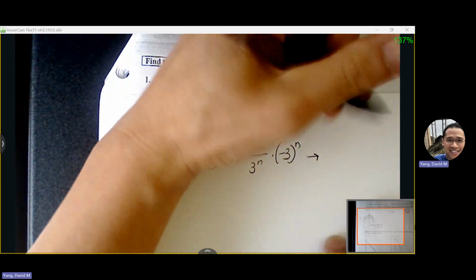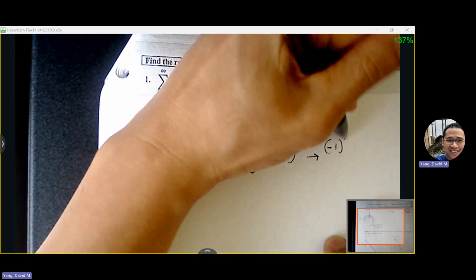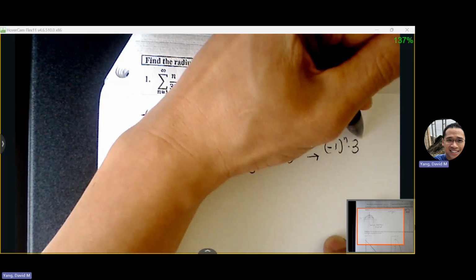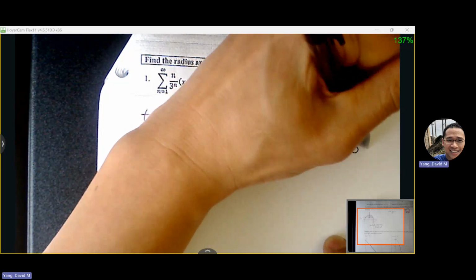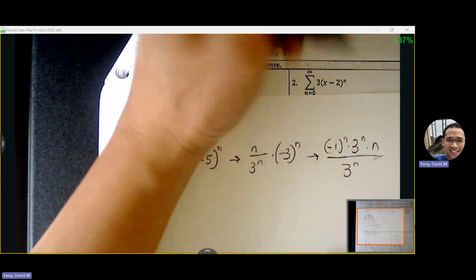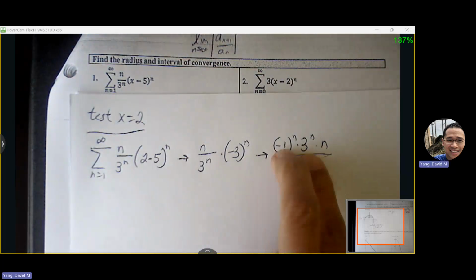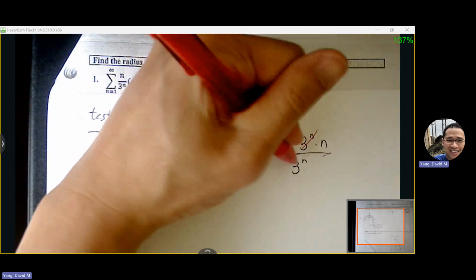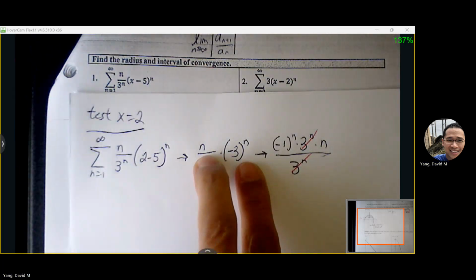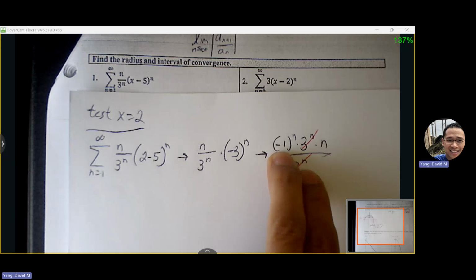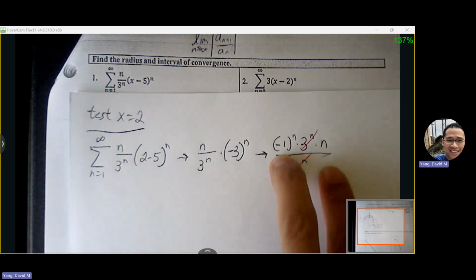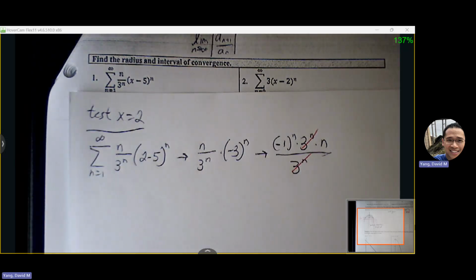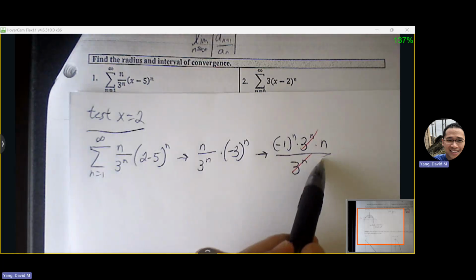Now, isn't this the same thing as -1 to the n times 3 to the n times n over 3 to the n? If I have the same exponents here, I can just merge it together. I can also separate it. And if I separate it like this, it's easier for me to see that these are basically just going to cancel out. I'm just splitting that -3 to the n as -1 to the n times 3 to the n. And then -1 to the n times n, this n is in the numerator.